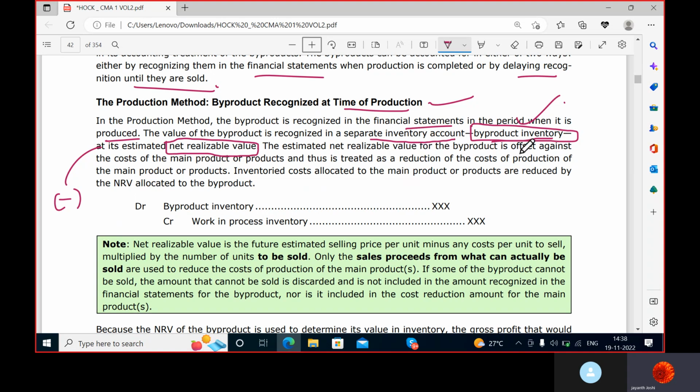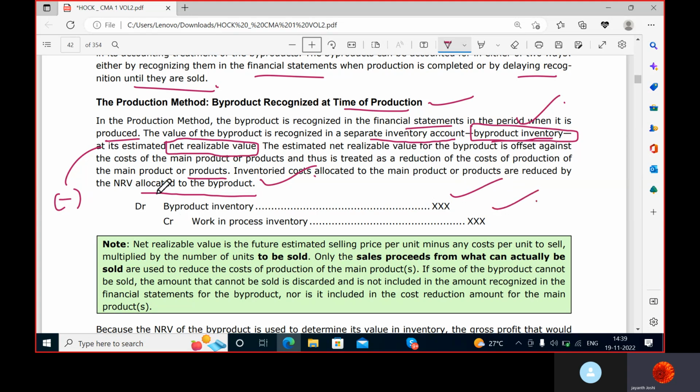An estimated NRV for the byproduct is offset against the cost of the main product or products, and thus is treated as a reduction of cost of production of the main product or products. So the estimated NRV of the byproduct, you are subtracting from the main cost, and treating that as a reduction of cost of production of the main product. If you are showing it as an inventory, you can pass this entry: inventoried cost allocated to main product or products is reduced by NRV allocated to the byproduct. So byproduct inventory debit and work in process credit.